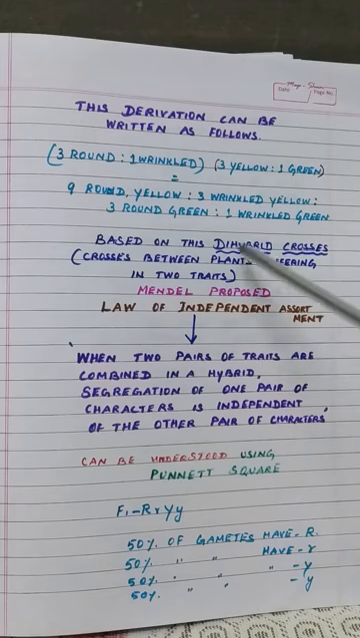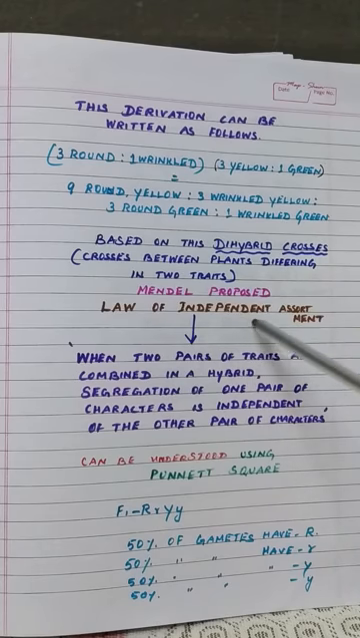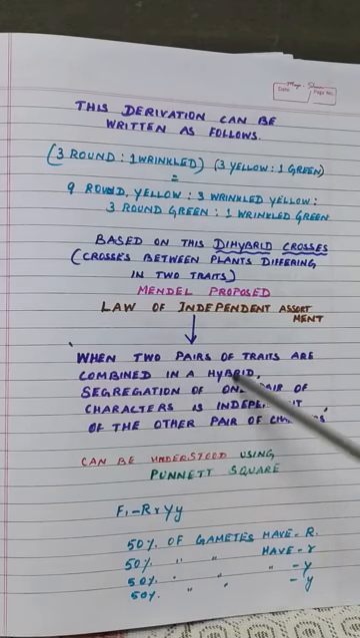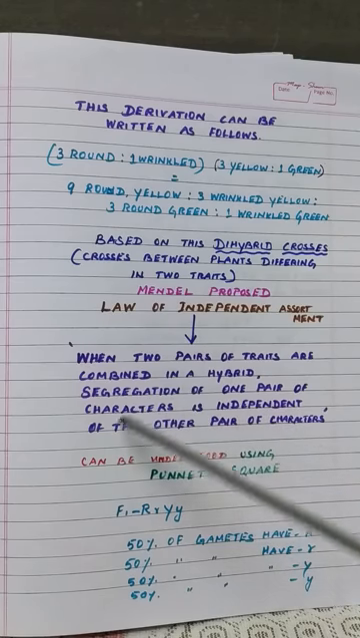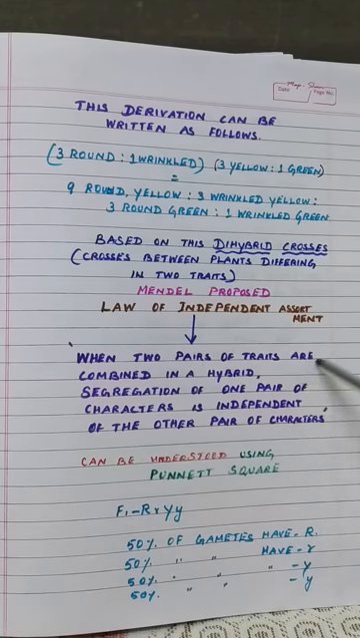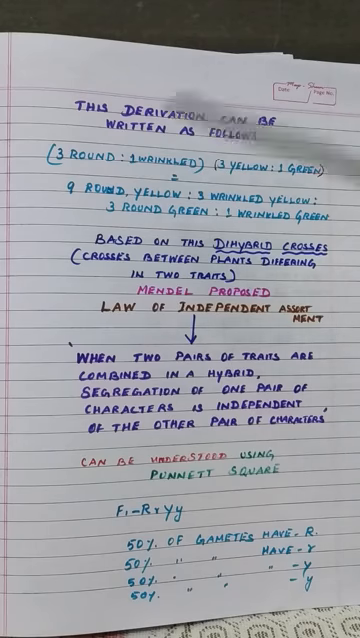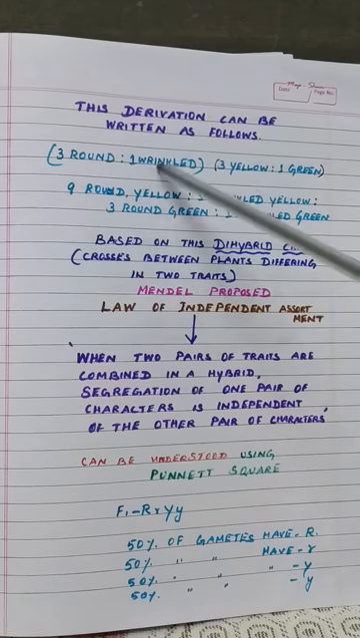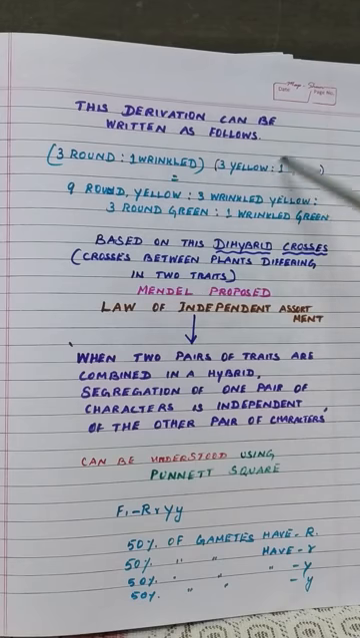Based on this, dihybrid crosses. Now what is dihybrid crosses? Crosses between plants differing in 2 traits, 2 characters. He proposed this law of independent assortment. What is independent assortment? When 2 pairs of traits or characters are combined in a hybrid, the segregation of 1 pair of characters is independent of the other pair of characters. The 1 pair of characters, that is round and wrinkled, they separate independent of this yellow and green.